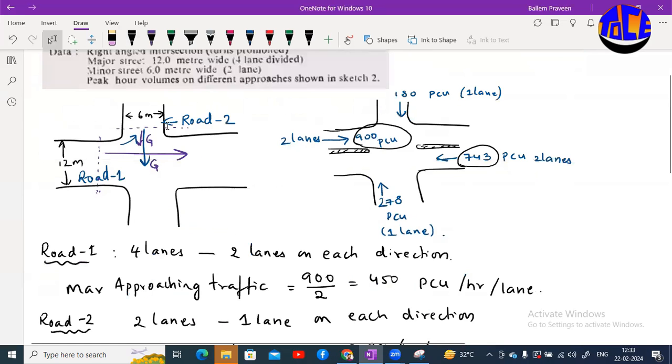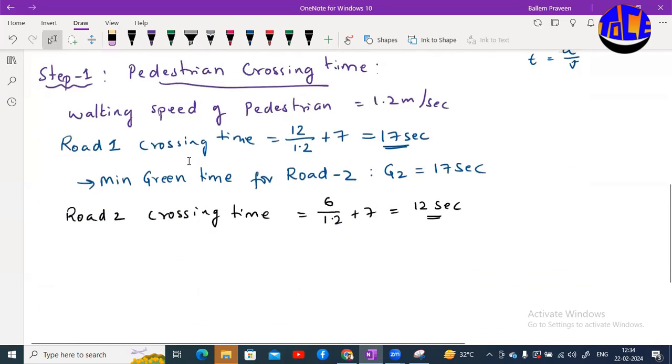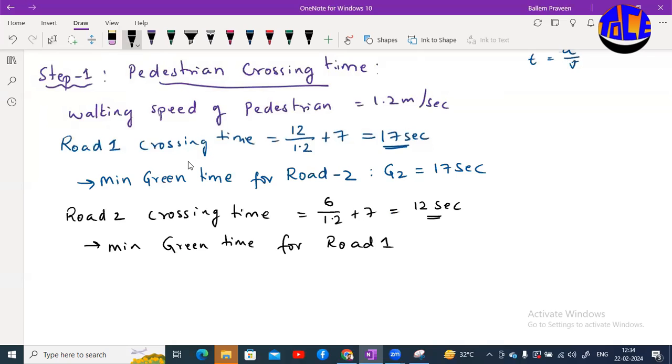So here pedestrians are crossing, they are crossing the minor road. While they cross the minor road, we can allow the major road traffic, because the pedestrians are moving like this. So we can allow the major road traffic. So green time will be 12 seconds. So the minimum green time for road 1, that is G1, will be 12 seconds.